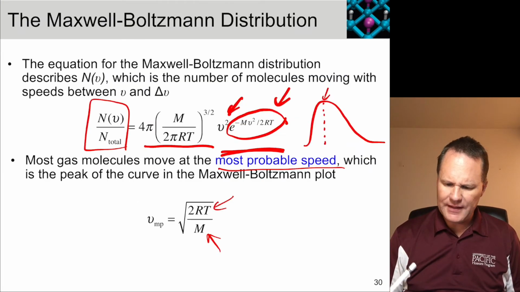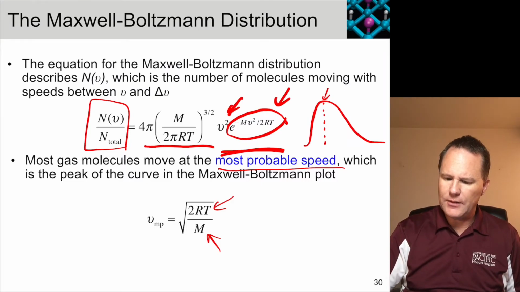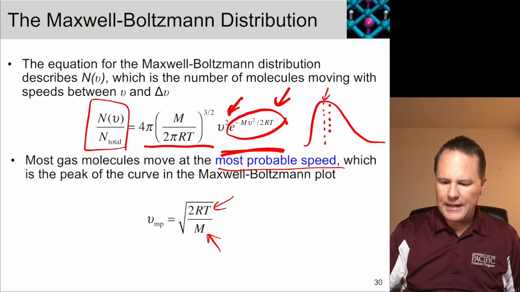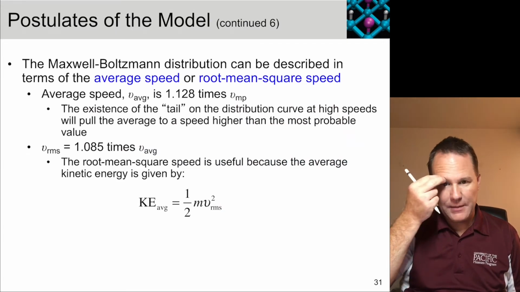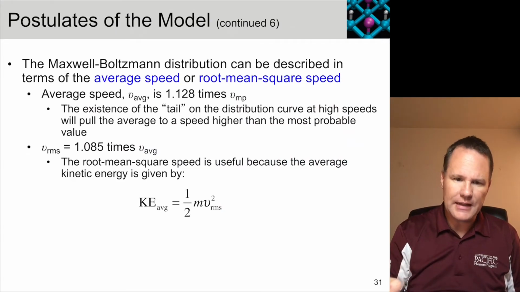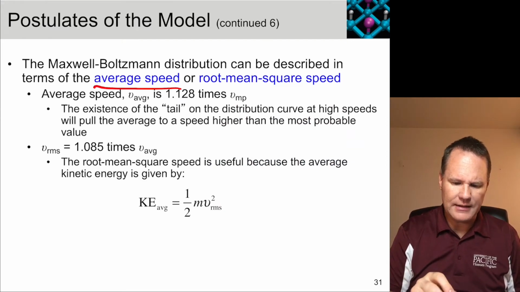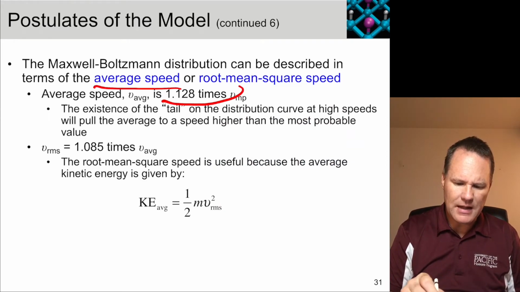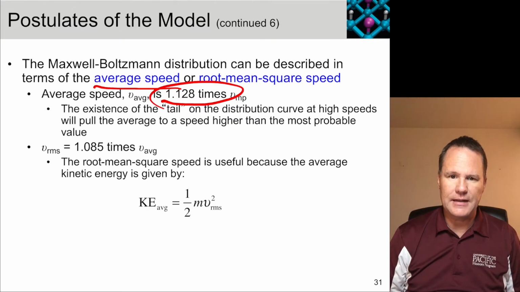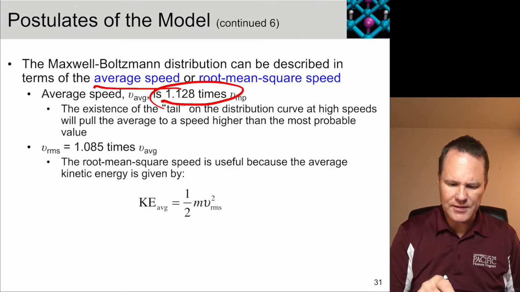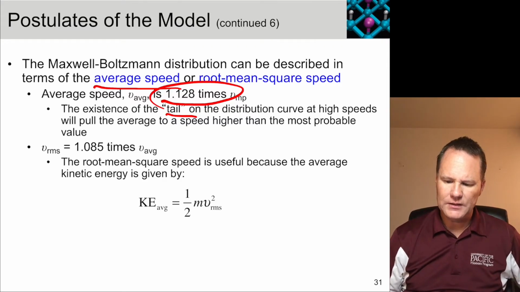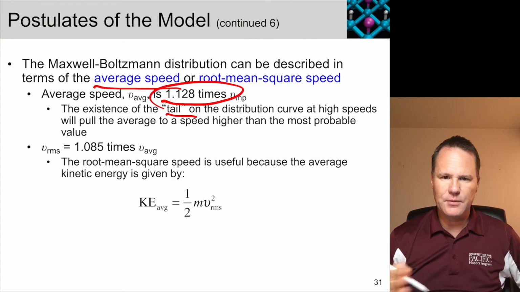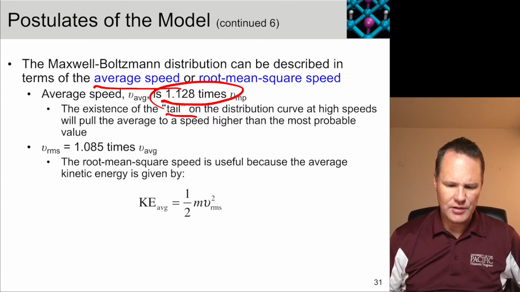So when you have this distribution, you can also look at where will be the average velocity. But that's not always terribly useful. You can take that function and calculate the average speed, and the average speed is about 13% higher than the most probable speed, okay? The reason is that there's a significant tail at high velocities on the distribution curve, and that will pull the average higher.